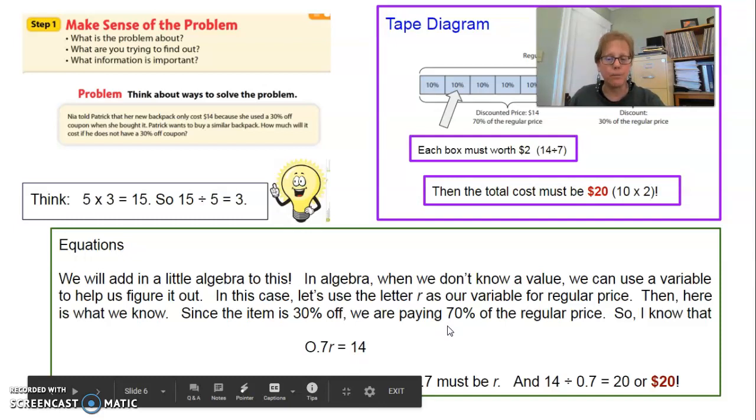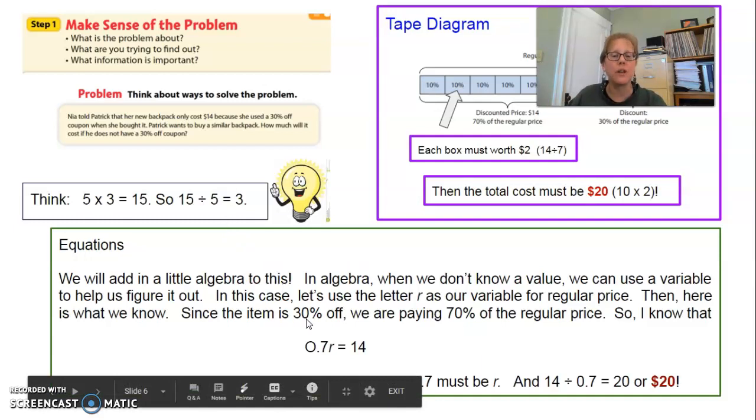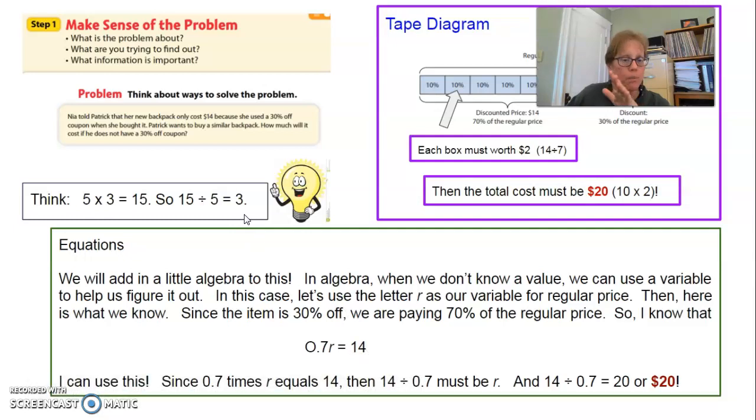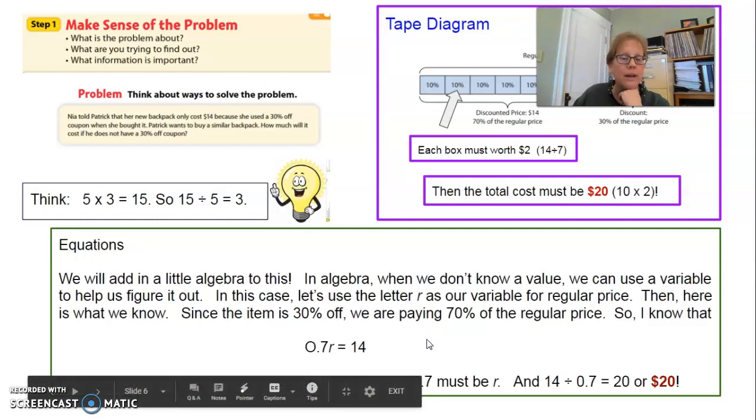Now we're going to use what we've got here to figure this out. If I know 0.7 times R is 14, then using this same relationship, or pattern, I know that 14 divided by 0.7 should tell me what R is. Remember I said in this unit you could use your calculator, so go ahead and try that. You could do this by hand too, I'm pretty sure. But when I do 14 divided by 0.7, I get 20.